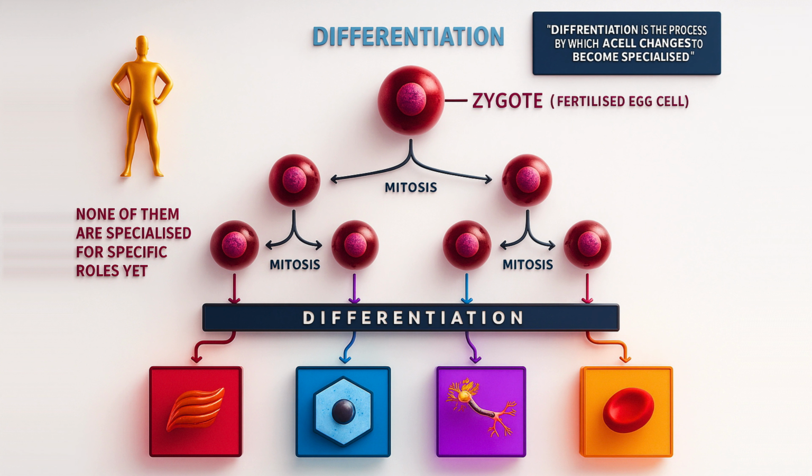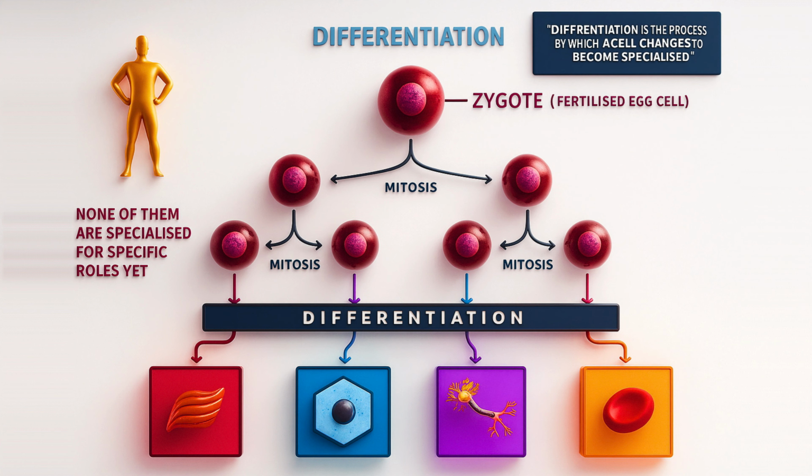Now, let us move on to differentiation. Differentiation is the name of the process by which cells become specialized. In humans, life begins as a single cell called a zygote, which is formed when a sperm fertilizes an egg. This single cell then begins to divide through a process called mitosis, first into 2 cells, then 4 cells, and so on. In the early stages, all of these cells are identical and not yet specialized.